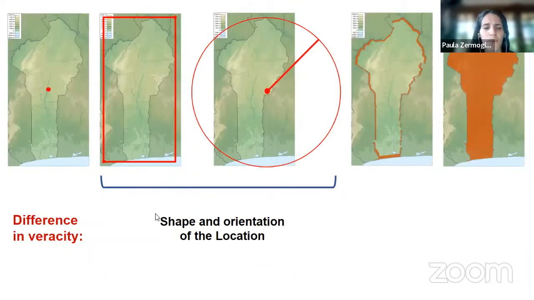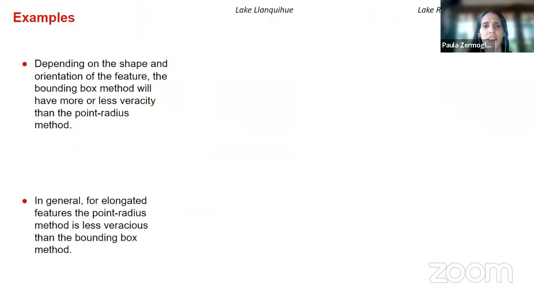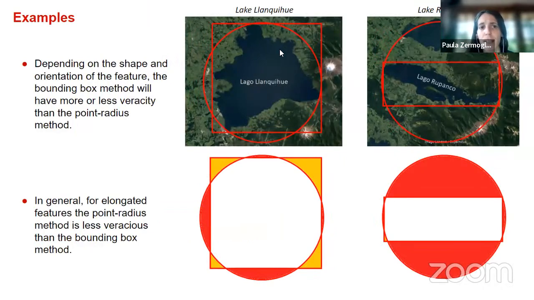So, as I was saying before, the point radius here in the middle and the bounding box, some of them do better or worse depending on the shape and orientation of the location. Let's look at these examples. If we have a lake here that is more or less round, we can approximate it to a circle. We see here that the point radius is this circle here. And when we use a circle to represent that location, we have some spaces here marked in red that we know are not the lake, right? And so we're overestimating the size of that location.